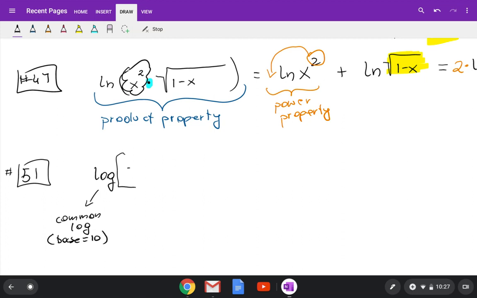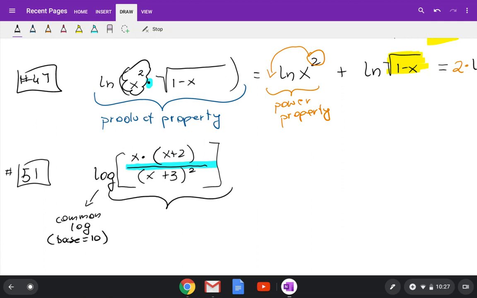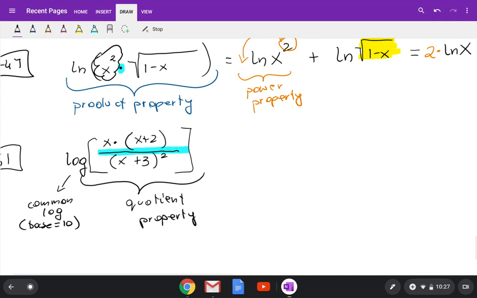The major operation in log, it's quotient. So we have x times x plus 2 over x plus 3 squared. So a lot of things happening inside the log, but the major operation is quotient. So you want to start with quotient property.